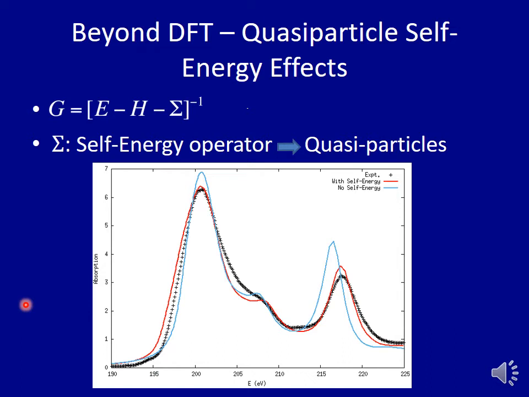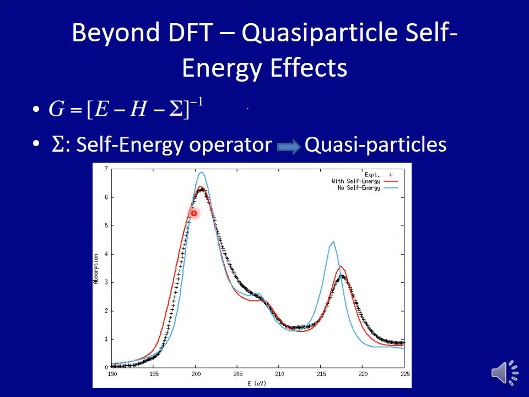So for example, the photoelectron has a finite lifetime, and this causes shifts and broadening in the peaks of the spectrum. And this is something that goes beyond theories like density functional theory, which are mean field theories. In order to take that into account, you need to calculate what's called a quasi-particle self-energy. And this is added on to the Hamiltonian as an extra effective potential that is now energy dependent.